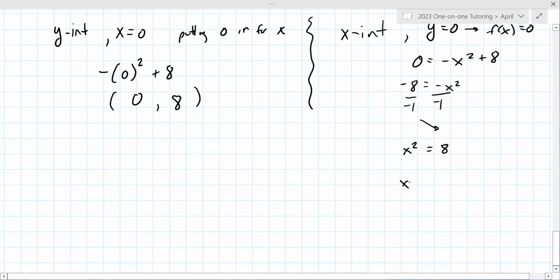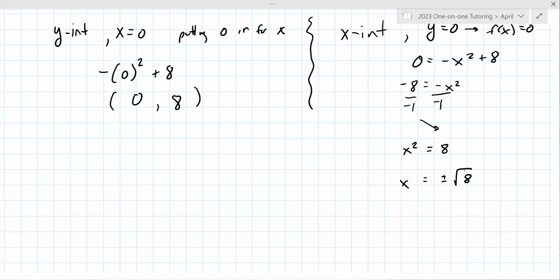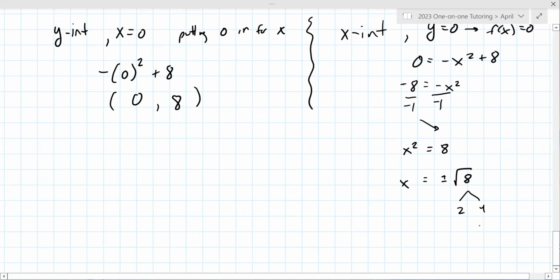Plus or minus the square root of 8. And we have to make a tree for this. We could do a 2 and a 4, and then 2 and 2. So that's a pair. What comes out? The 2. What stays in? Another 2.